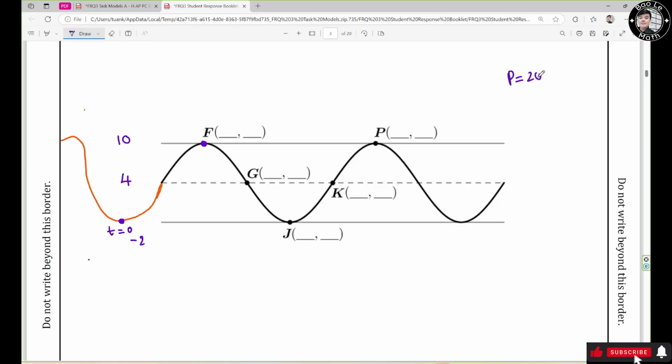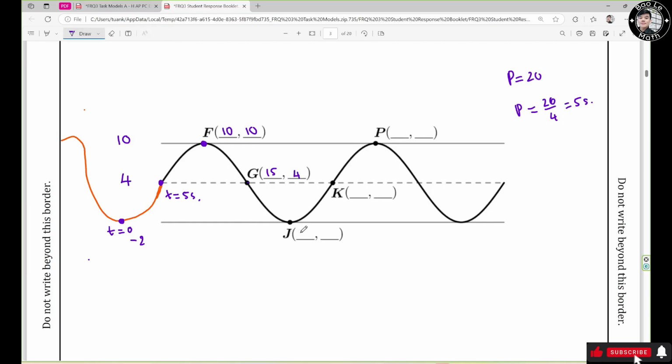T equals 0. Alright, you know that the period equals 20, right? So you take 20 and divide by 4 to get the length of each quarter. So 20 divided by 4, you get 5 seconds. So every single quarter, you're going to add 5. So this one, t equals 0, go over here. T equals 5 seconds. Now, point F right here, t equals 10 seconds, because you're going to add 5. And the height right here is 10, so it should be 10, 10. Now, right here, point G should be 15 seconds, and then the height right here should be 4. It's going to be right here.